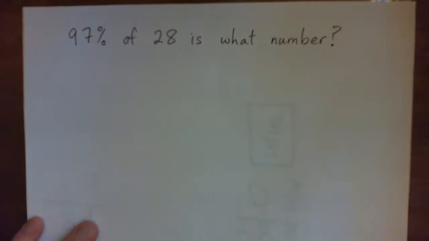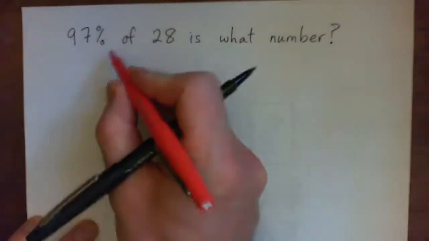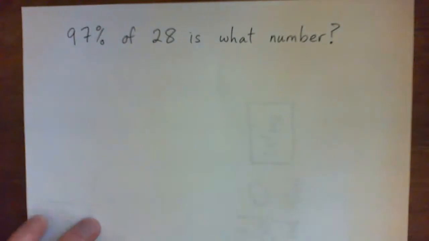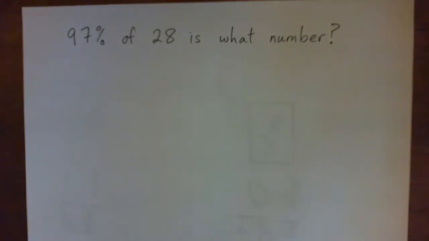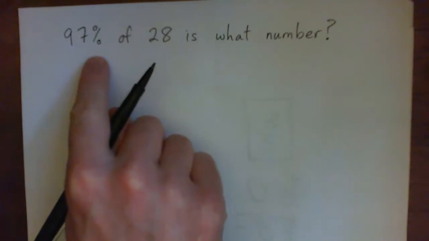So the first thing I want you to do is to turn the percent into a decimal. If we turn the percent into a decimal, then we can work with it. We can use it in a calculation, right? So write 97% as a decimal.